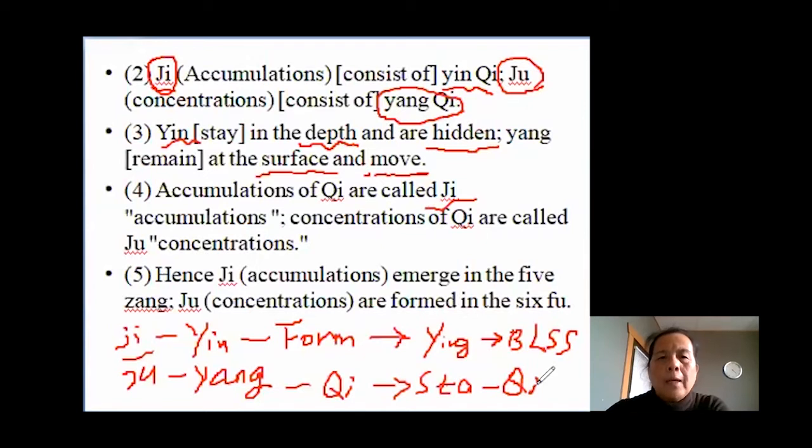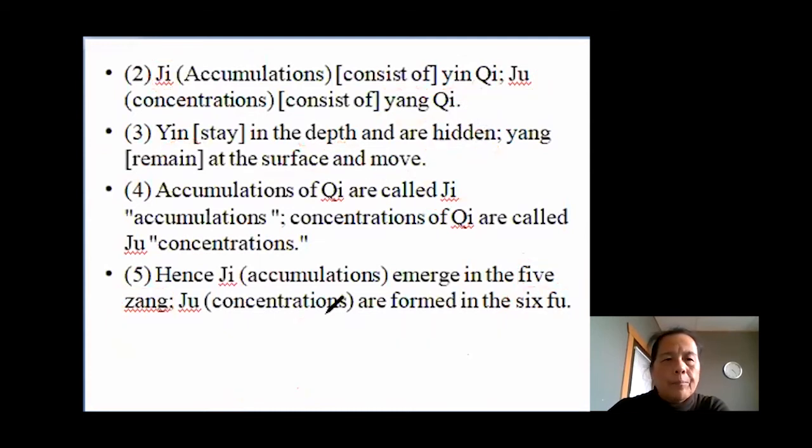And then, because Ji belongs to yin, it is usually caused by or coming from disorders of the five zang organs. And Ju belongs to yang, usually coming from disorders of the six fu organs. So that's Ji belonging to yin, Ju belonging to yang.